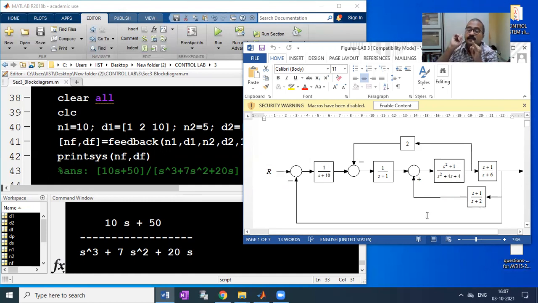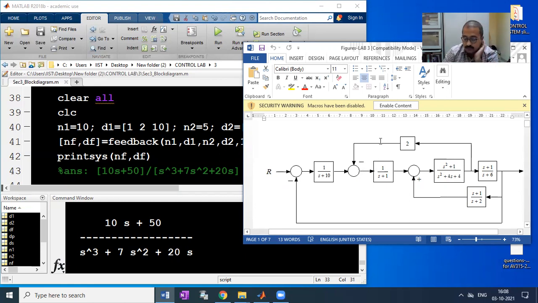So first you need to check whether there are any blocks in cascade. Do we have any blocks in cascade? These two are not in cascade, because there is a pick-off point or take-off point between these two blocks. Are they in feedback? No, they are not in proper feedback. Then are there any blocks in parallel? No. So that means we need to shift the summing point or pick-off point either to the left side or to the right side of the block.